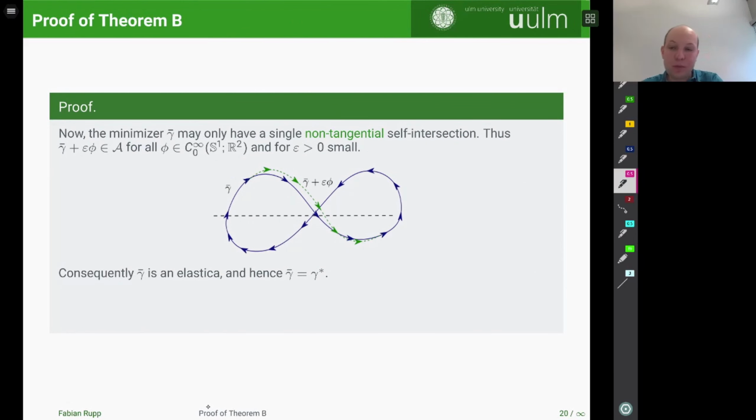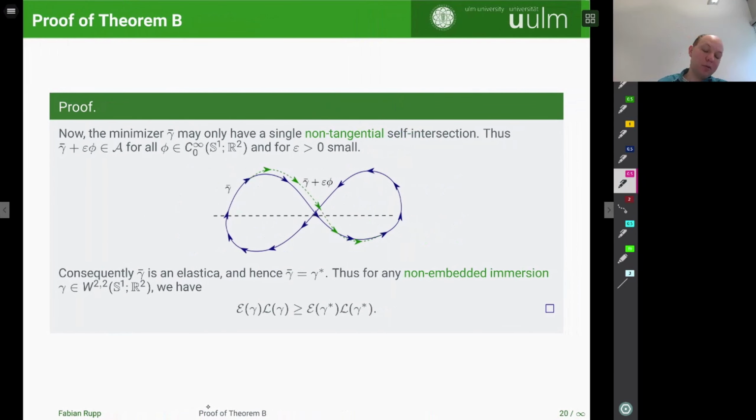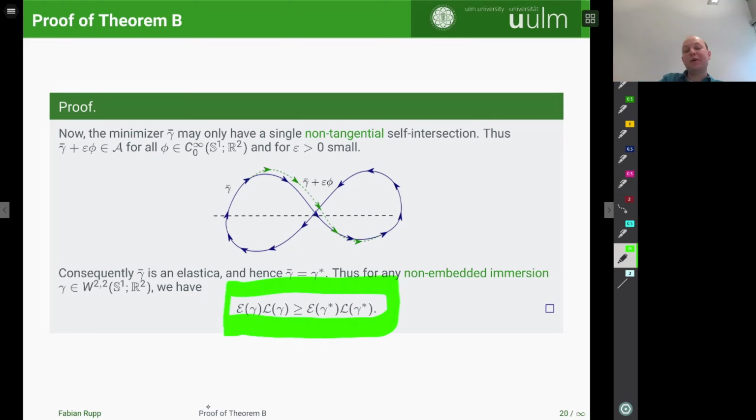And to sum things up, we have proven by our minimization process that any non-embedded immersion has the elastic energy multiplied with length bounded from below by the corresponding one for the elastic figure 8. This means, on the other hand, that if an immersed curve lies below this threshold, this C star, then it has to be embedded. And this proves the result in theorem B.